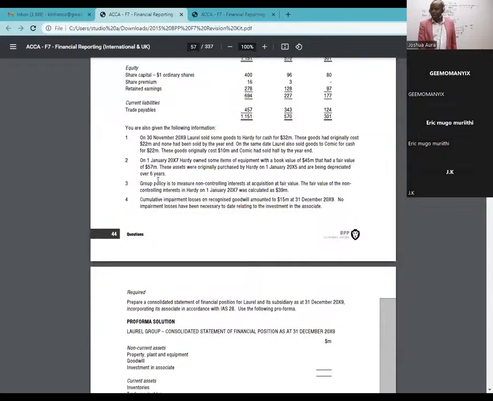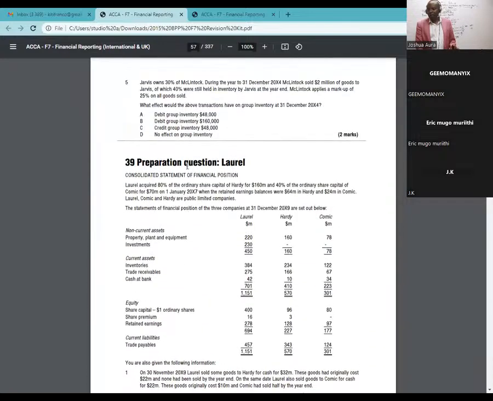Great. So then we take on the next thing, note 2. On 1st January 2017, Hardy owned some items of equipment with a book value of 45 million that had a fair value of 57 million. Remember, 1st of January 2017 is when we were acquiring our subsidiary.